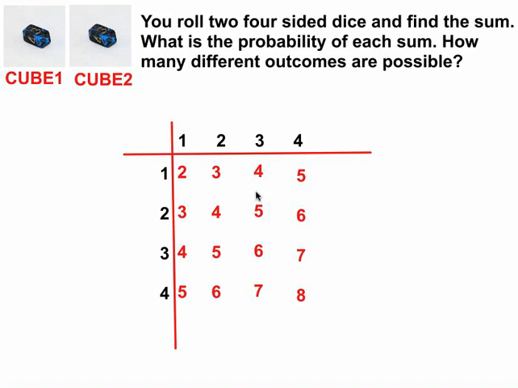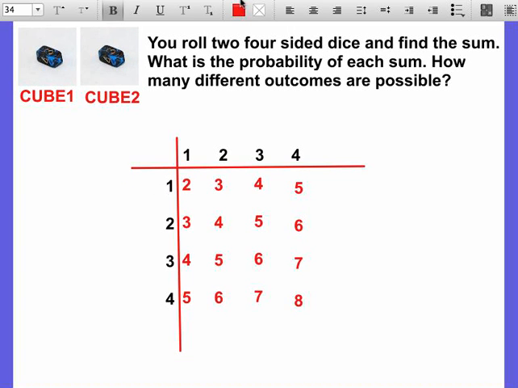So, how many different outcomes are possible? What's the probability of each sum? Altogether, though, the outcomes are a 2, a 3, 4, 5, 6, 7, or an 8. Those are the only possibilities that I could roll, but the probability of rolling a 2 is not the same as the probability of rolling a 3 or a 4 or a 5 for that matter.